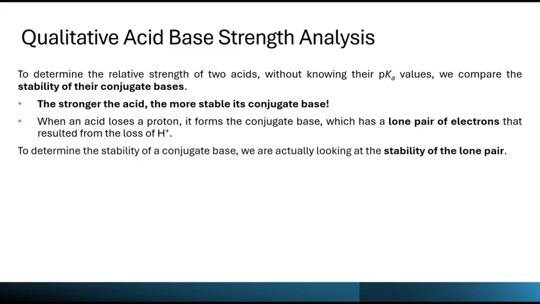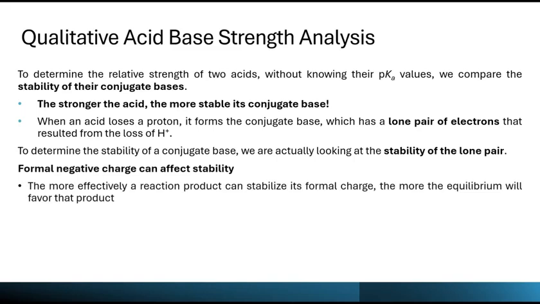To determine the stability of a conjugate base, we are actually looking at the stability of the lone pair. Formal negative charge can affect stability. The more effectively a reaction product can stabilize its formal charge, the more the equilibrium will favor that product. Which acid is stronger and why? HCl or butane?